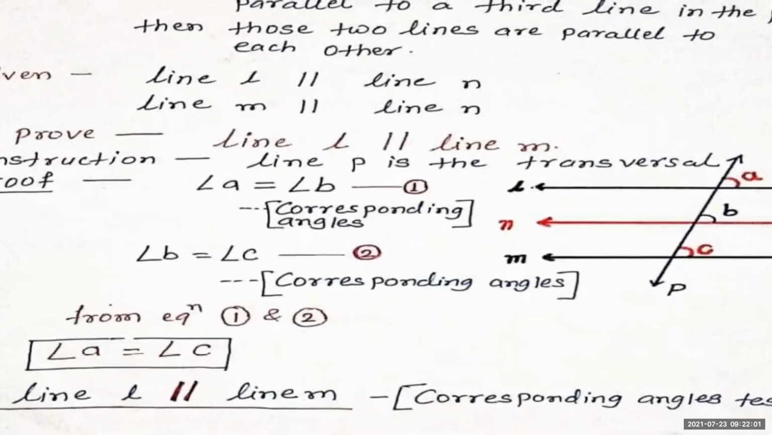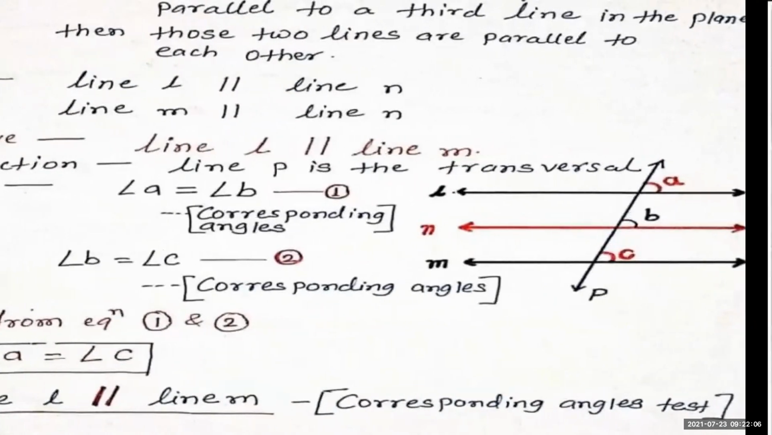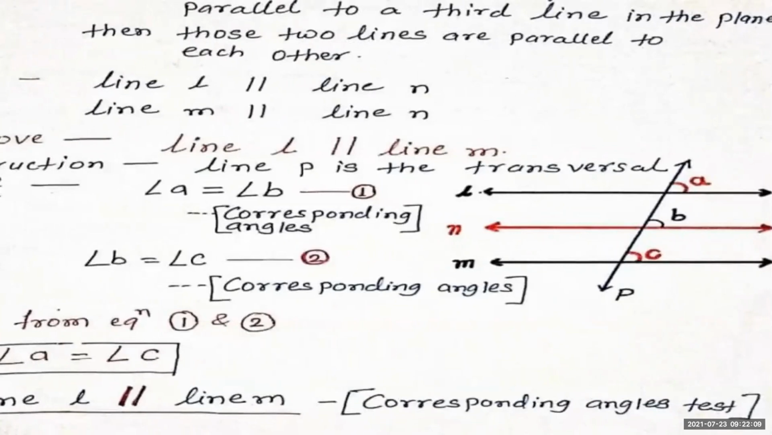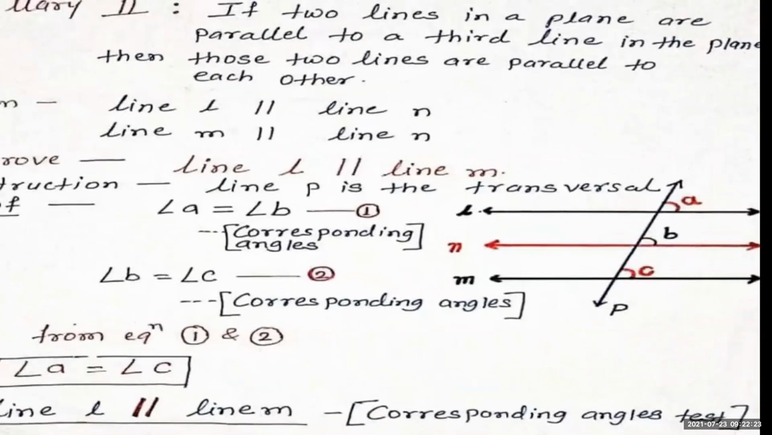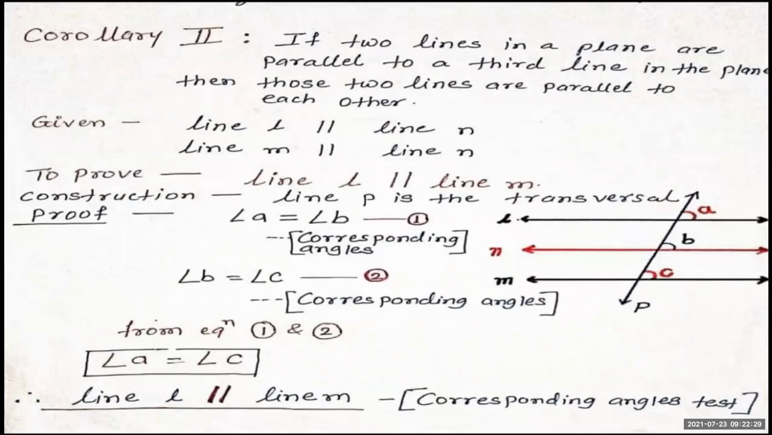And as we used the corresponding angles to prove it, the test will be the corresponding angle test. Because if the corresponding angles are congruent, the given lines are parallel to each other. It's very simple. Okay, so here we saw 4 theorems: 2 corollary theorems and 2 main theorems. The first one was the interior angle test. The second theorem was the corresponding angle test. And here are the 2 corollaries. Okay.